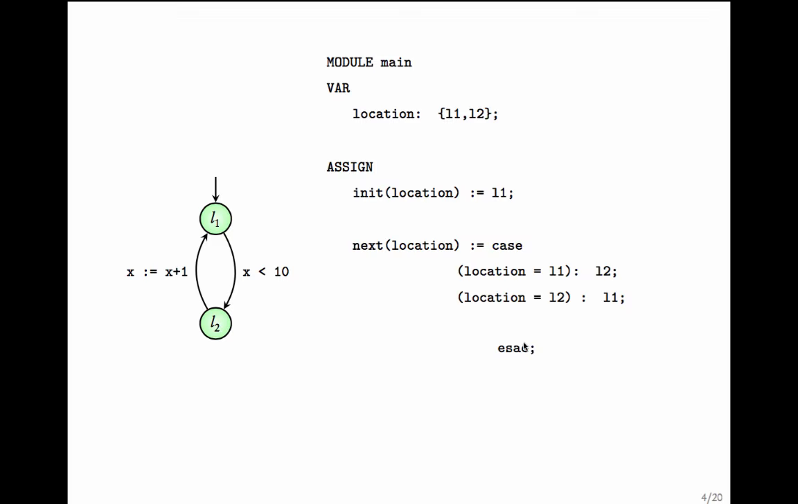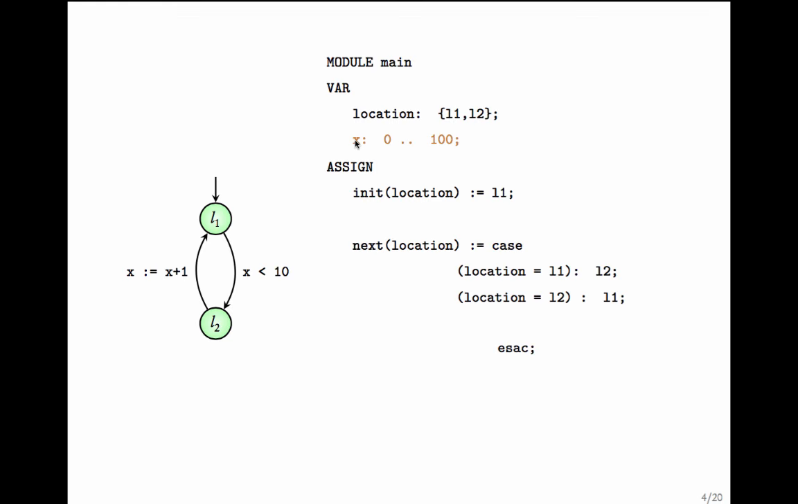This is the code from before. It just describes that there are two locations and there is a transition from L1 to L2 and a transition from L2 to L1. Now we need to incorporate the variable x. We need to first define x in the var block.